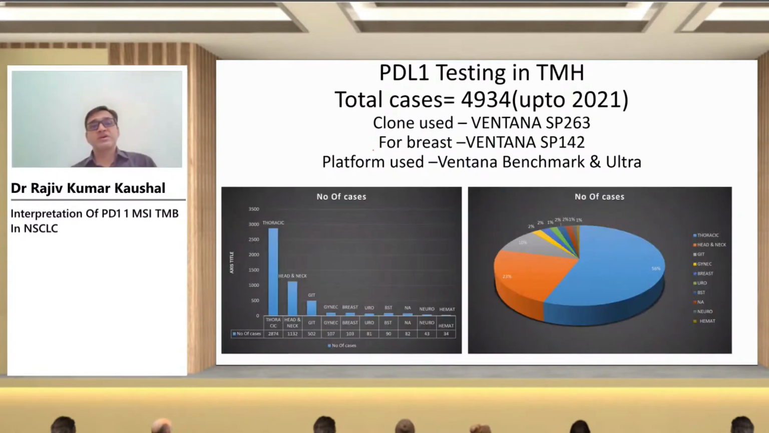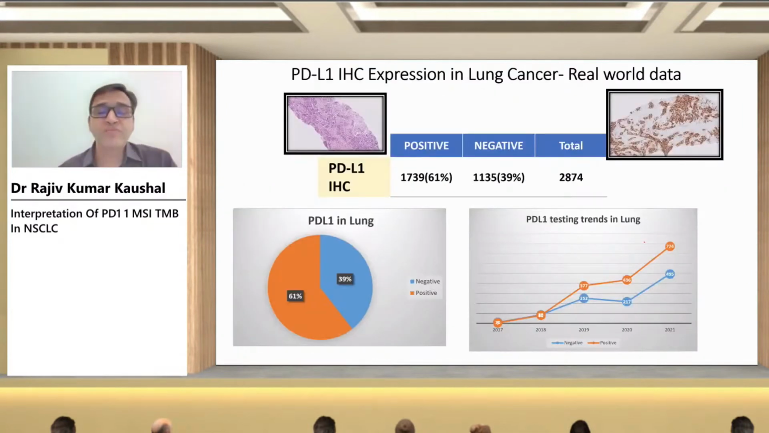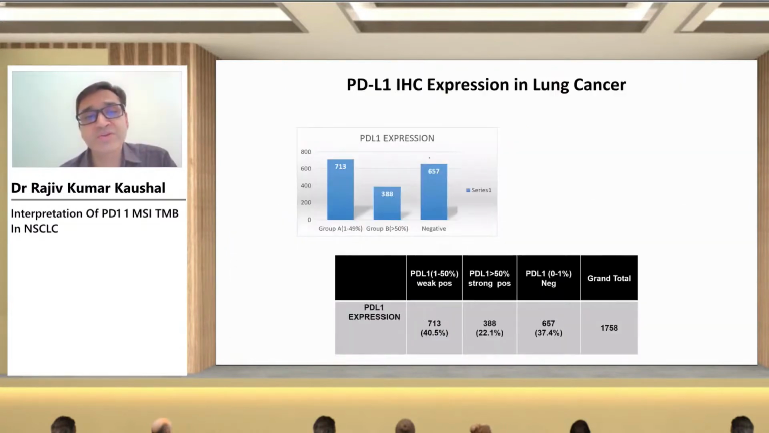Just to share our experience at TMH with PD-L1 expression. The majority of the requests for PD-L1 come from thoracic or lung cancer, around 66%, and PD-L1 expression was seen in around 61% of the cases. So this is one biomarker in which the expression is quite significant, and over a period of years we have seen the number of clinical requests keep on increasing.